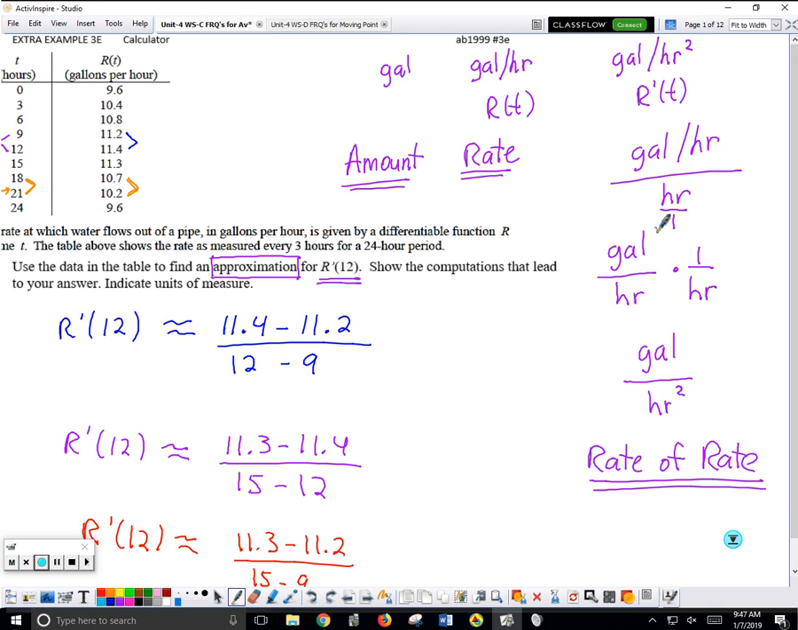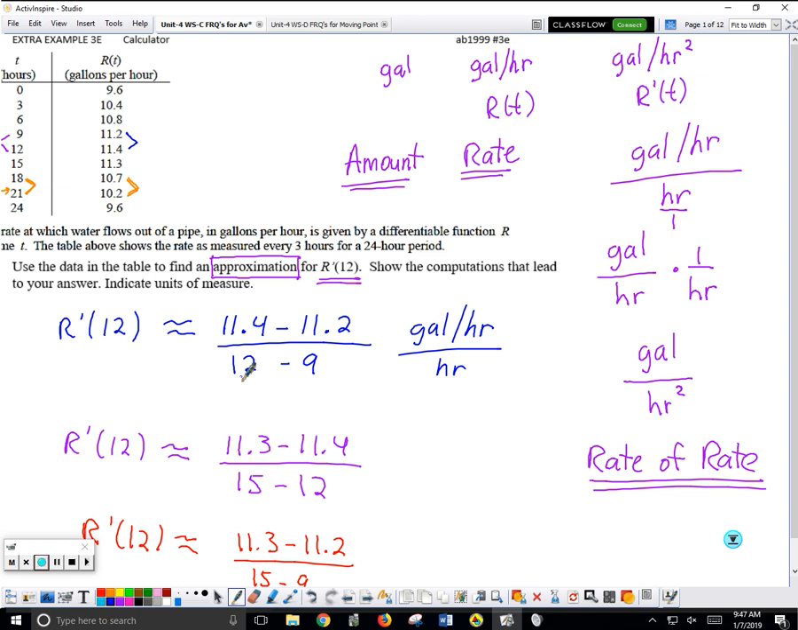Then this one wasn't. Stay with me for a second, Ashlyn. Another reason I know that these units are gallons per hour is because of where the numbers are coming from. 11.4 has units of gallons per hour. 12 has units of hours. So that's why I end up with gallons per hour over hours.